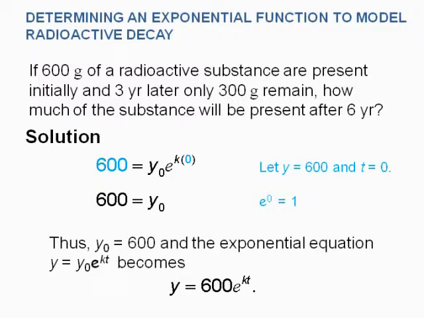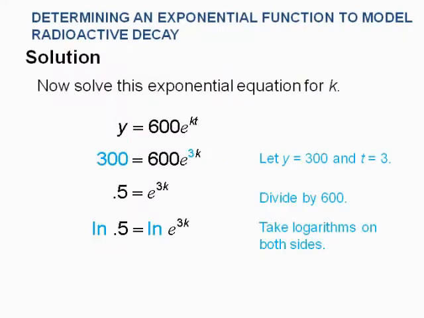So notice we're going to put 600 in, since that's the initial amount here, and we're going to say that equals y sub naught at year 0. So once again, notice that e to the k times 0 power is e to the 0 power, and anything to the 0 power is 1, so that gives us the y sub naught initial amount is 600. And the exponential model becomes y equals 600 e to the kt power.